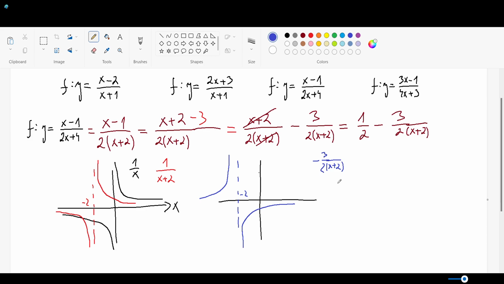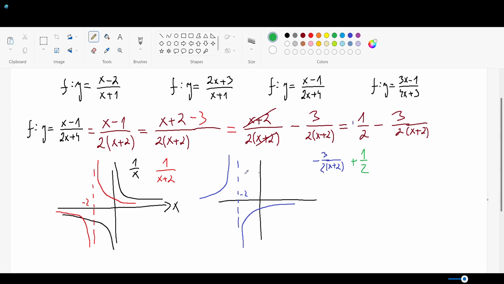Okay, and now the last transformation we do, I wanted to use the green color, is the addition of 1 over 2. And this transformation would mean what I already explained, that our horizontal asymptote will be moved to the point 1 over 2, which is 1/2.